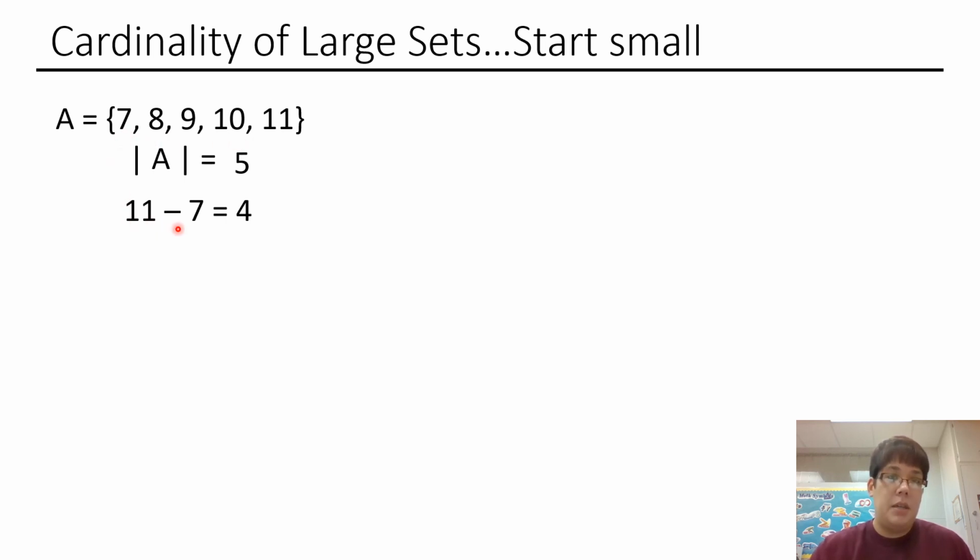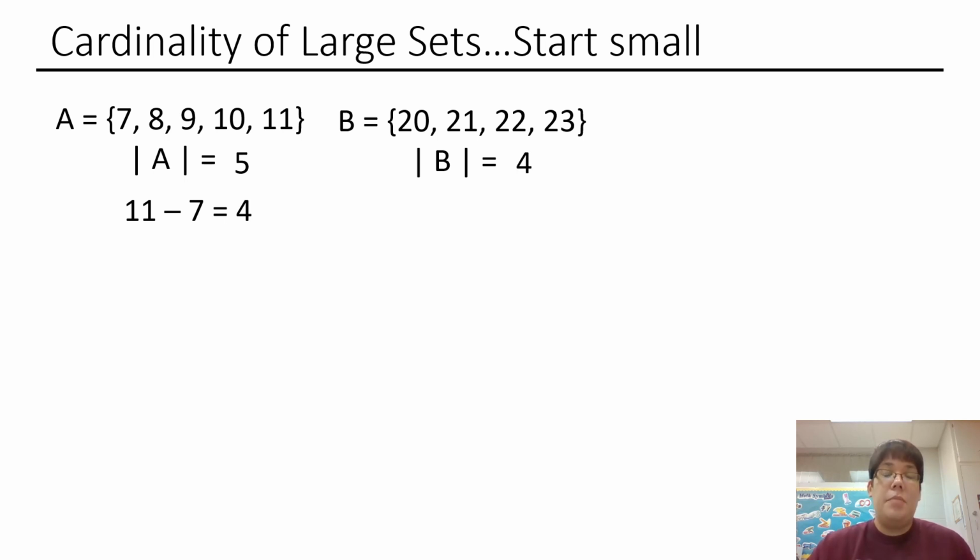So I have 11 minus 7 equals 4. All right, let's see what happens when we look at another set. Let's look at set B, which has the numbers 20 through 23. So you can easily count that the cardinality of that set is 4. But now let's do the same thing that we just did, and let's subtract 23 minus 20. And when we do that, we get 3.